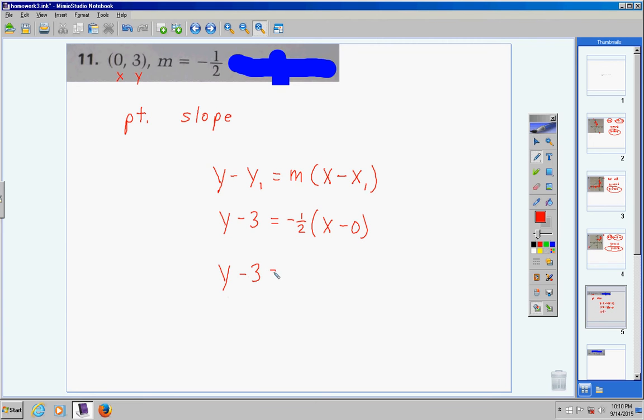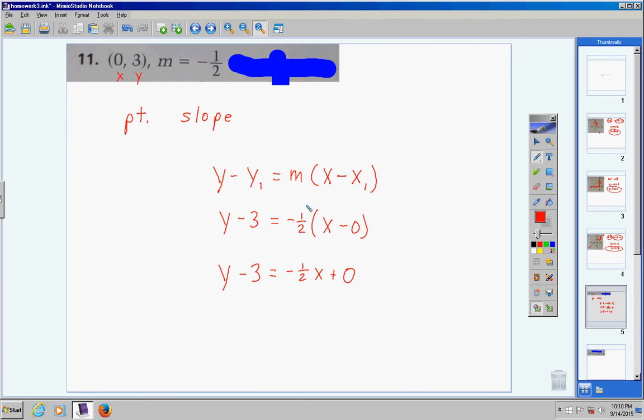y minus 3 equals, remember, you're finished here, basically. But I always want you to simplify the equation so that y is all by itself. I'm a stickler on that, okay? So, take the negative 1/2 and multiply it through. Negative 1/2 times x is negative 1/2 x. Anything times 0 is 0. So we're going to have, you can put plus 0 or minus 0, it doesn't matter.